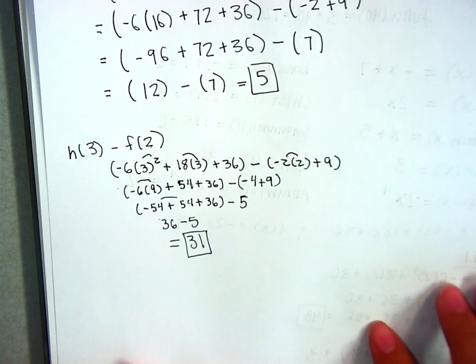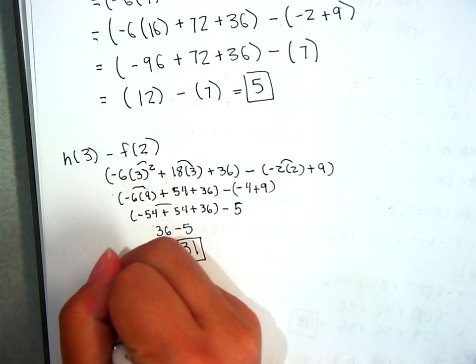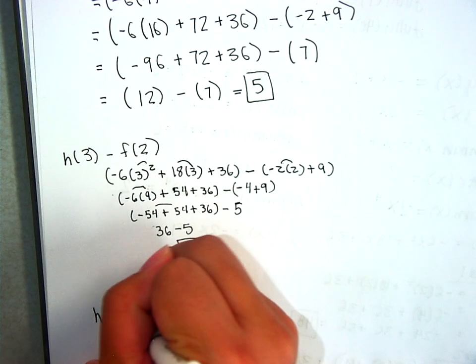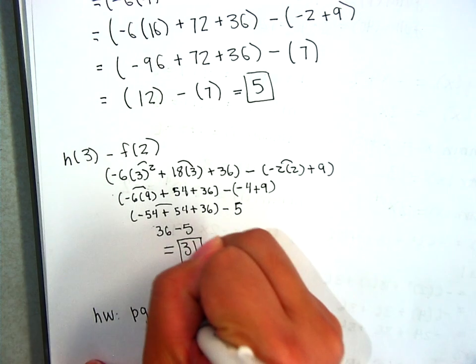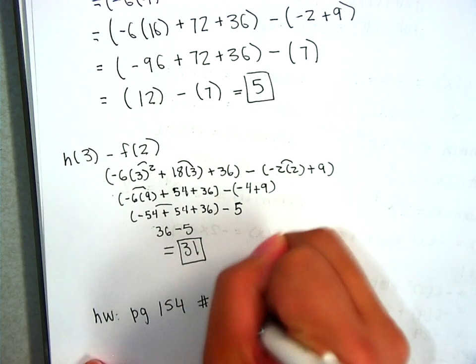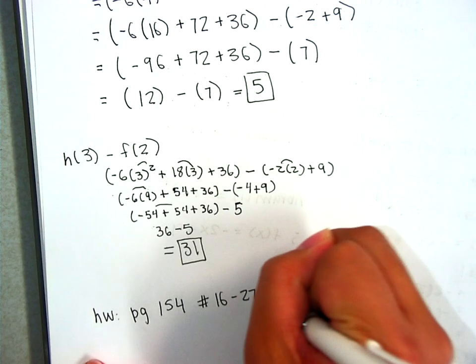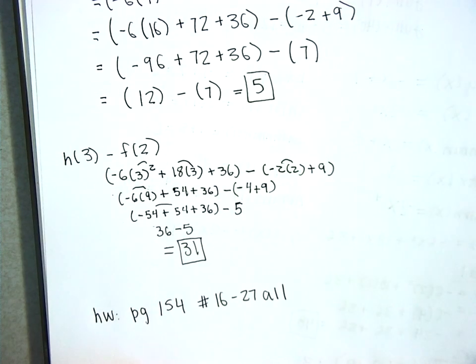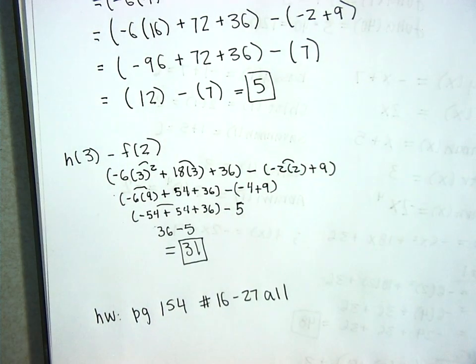Okay, your homework assignment. Listen up. Page 154, numbers 16 to 27 all. This is due on Tuesday. We have a mini thing on Monday that we're going to do, and then you'll have a work day to work on this assignment and yesterday's assignment, okay? Due Tuesday. Anybody want a copy of the notes?